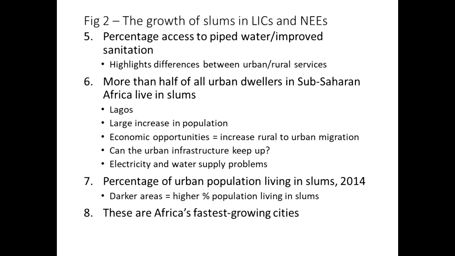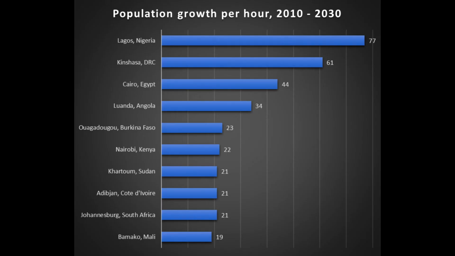We've got the percentage of urban population living in slums from 2014. The darker areas equal the higher percentage of population living in slums. So again, you might want to talk about the different countries and areas, and a lot of the cities have been identified on that map as well, so you might want to refer to that. And then we've got the last section, which is Africa's fastest growing cities, and this highlights again where those major differences are, the major increase and the most populated cities.